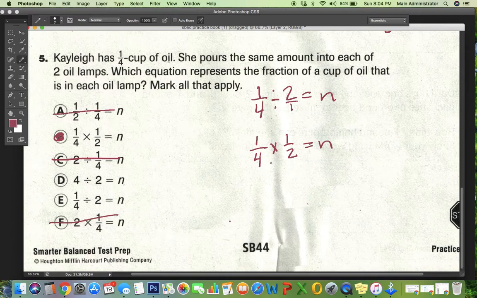4 divided by 2, no, because that answer would equal 2, and this answer equals 1/2. When I get this answer, this equals 1/2. So that would not work. 1/4 divided by 2, that's that answer right there. So B and E.